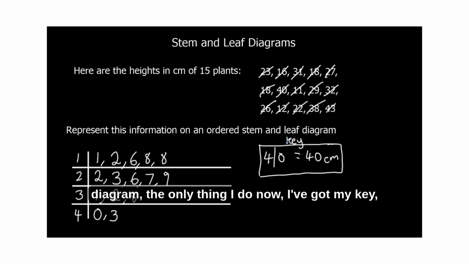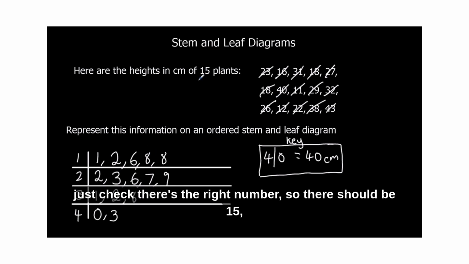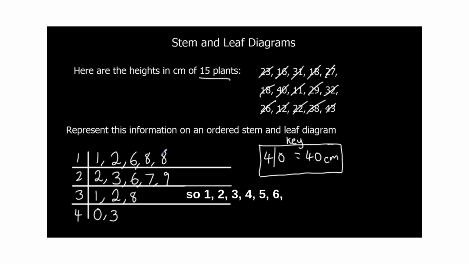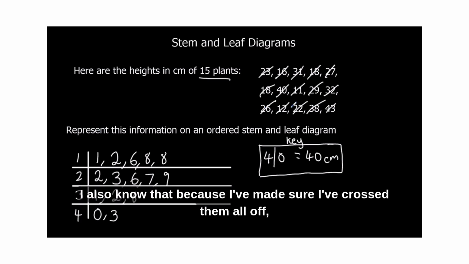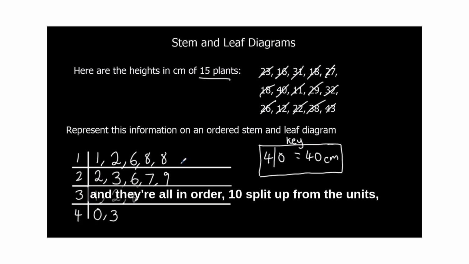The only thing I do now, I've got my key, I've got the numbers all in order, starting at the lowest, going up in size order, I just check there's the right number. So there should be 15. 1, 2, 3, 4, 5, 6, 7, 8, 9, 10, 11, 12, 13, 14, 15. So I've got all the numbers done. I also know that because I've crossed them all off. And they're all in order, tens split up from the units. That's a complete stem and leaf diagram.